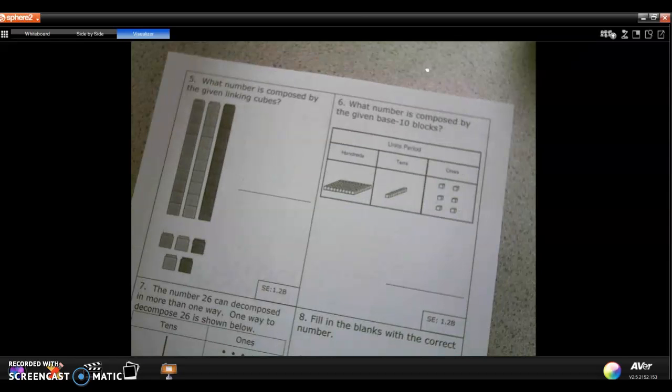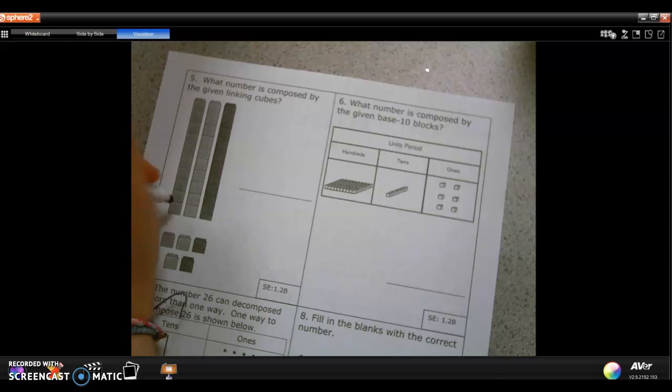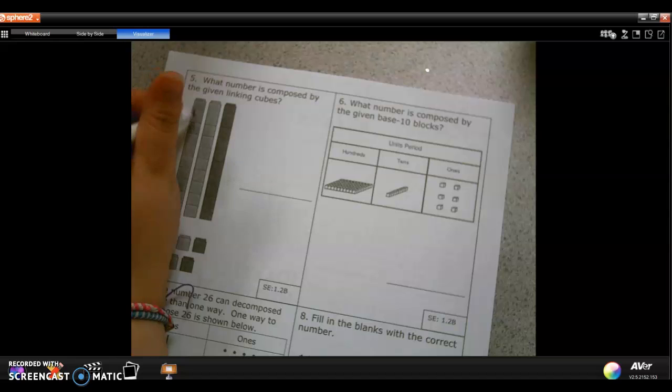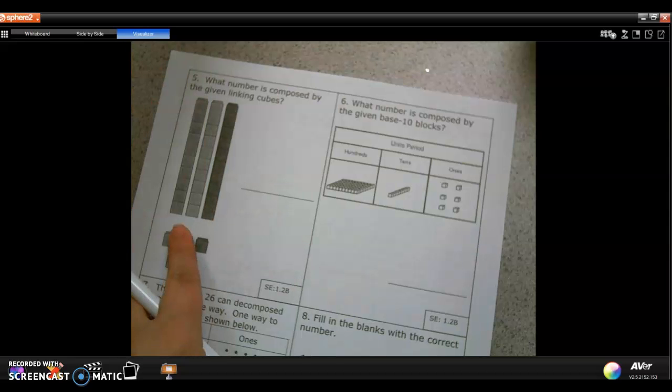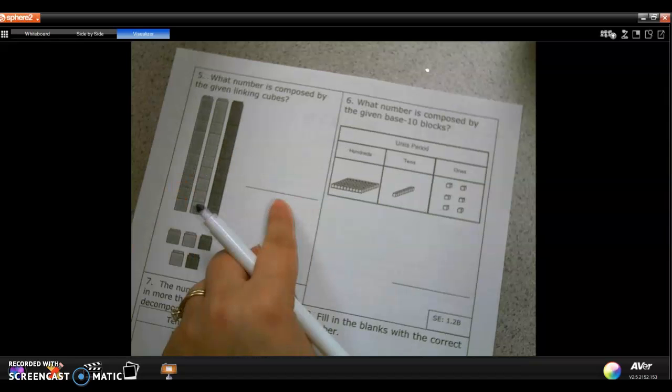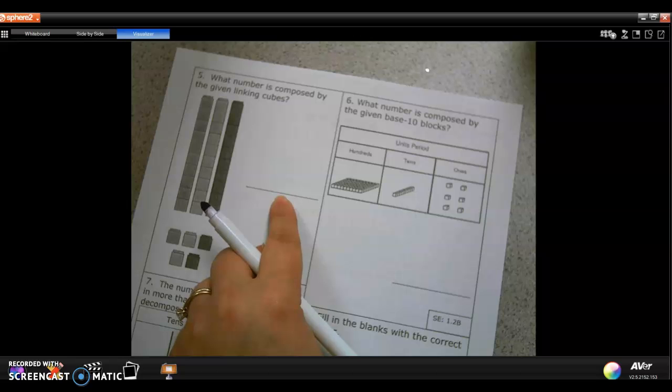Number 5, what number is composed by the given linking cubes? 1, 2, 3, 4, 5, 6, 7, 8, 9, 10. Each of these is a stack of 10. You're going to figure out what number is composed and represent that number. You can represent with standard form, expanded form. You could put it in a hundreds, tens, ones chart. You're going to show me how you're going to represent the number composed.